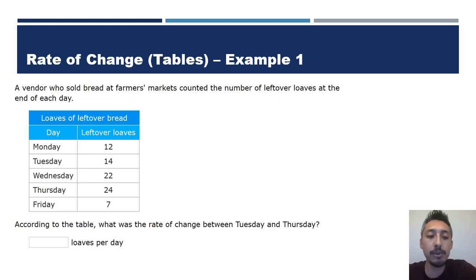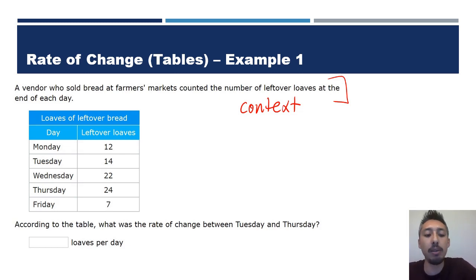Here we see a table. It's titled Loaves of Leftover Bread. On the left side we see days and then leftover loaves. The question asks, according to the table, what was the rate of change between Tuesday and Thursday? Every time you read one of these problems, the beginning section is just going to provide you some context. So all that means is that it's just telling you what this problem is talking about. Here we're talking about days, we're talking about leftover bread. It's kind of like the story, the background.